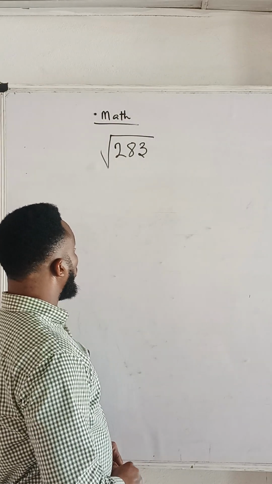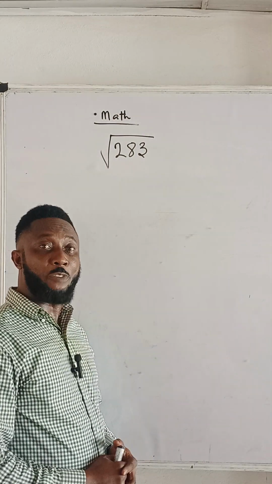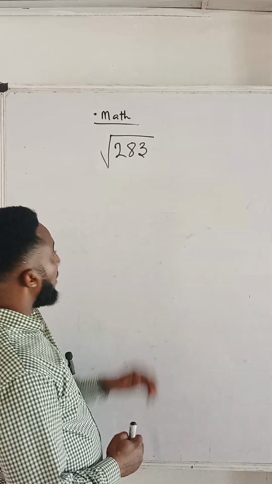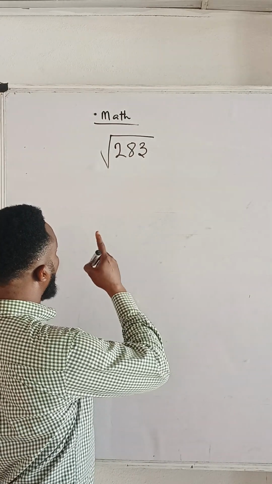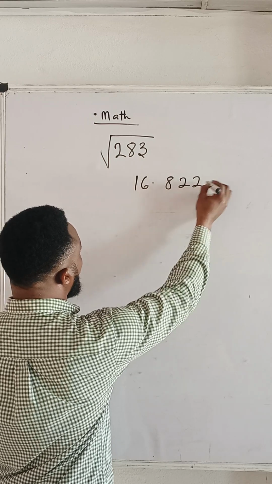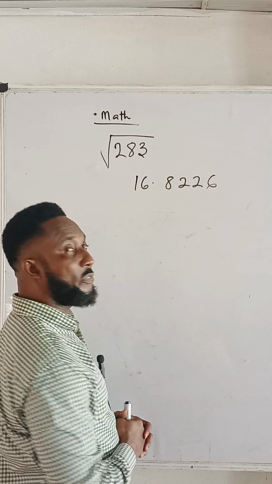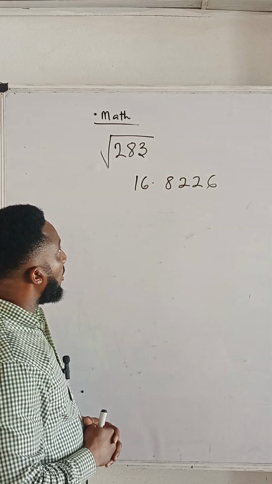Now, we are looking for the square root of 283, and 283 is not a perfect square or a square number. But if we use a calculator, the square root of 283 is going to give us 16.8226. It should be six significant figures. But now, where do I go?